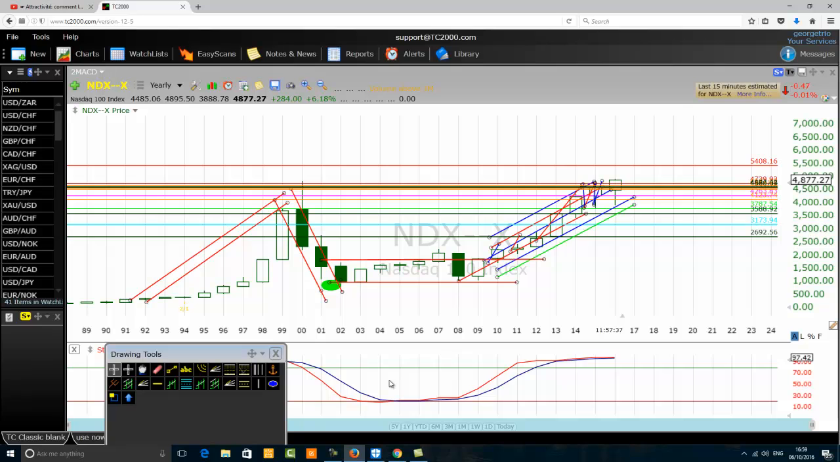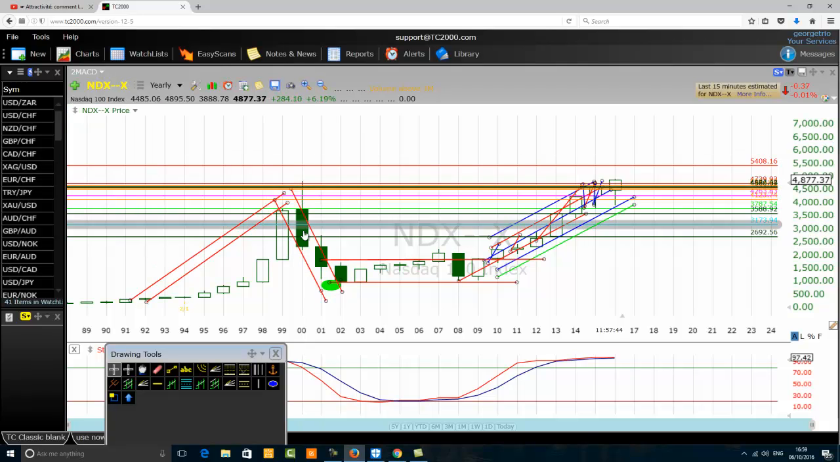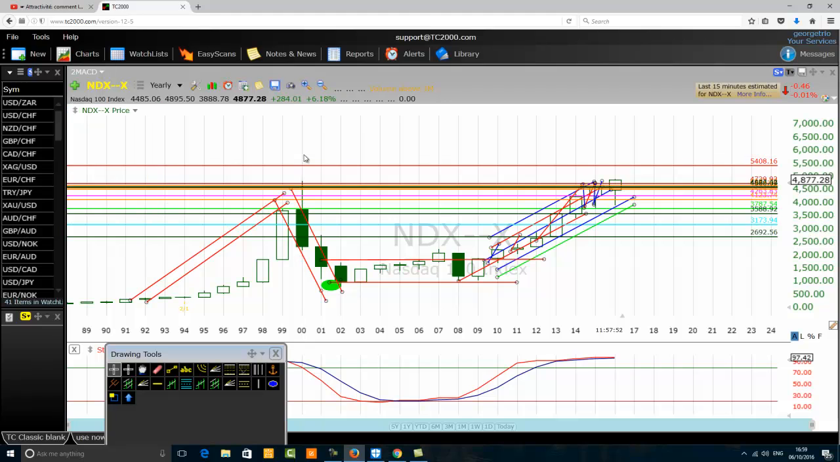Okay, all right. So the high of this candle is the level that the price is acknowledging. Now you see this bearish candle on the yearly chart, that the high of that candlestick bar is at 4816. Do you know that most professional traders know that key level?